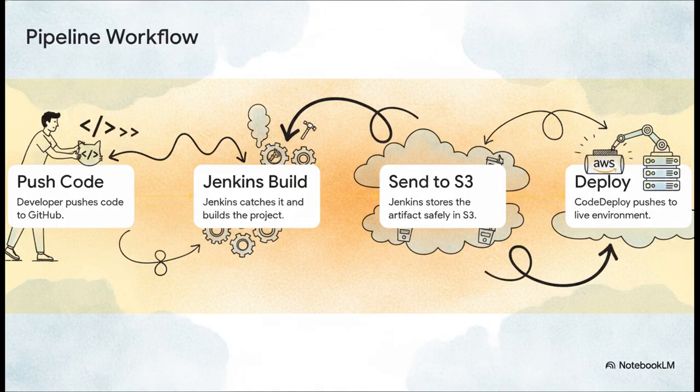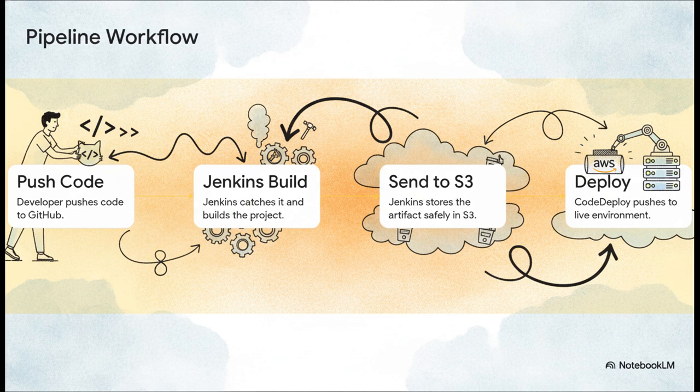Just to make sure we totally grasp the exact flow before we hit the terminal, let's summarize that complex process into 4 super digestible steps. Step 1, the developer pushes code to GitHub. Step 2, Jenkins automatically catches it and builds the project. Step 3, Jenkins takes the resulting artifact and stores it safely in S3. And Step 4, CodeDeploy handles the final deployment to the server.